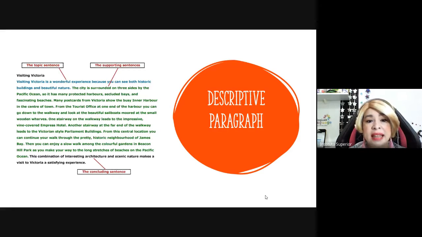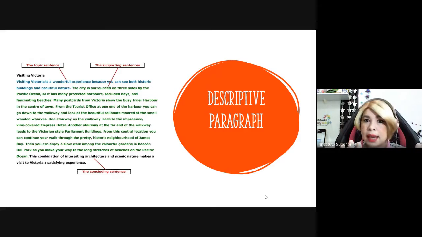Now let's look at the last sentence, the concluding sentence. This combination of interesting architecture and scenic nature makes a visit to Victoria a satisfying experience. Remember that when we state the concluding sentence, it's like we restate what we said in the topic sentence or sum up what we did in the paragraph. This was just a short example for you to review the three parts of the paragraph: the topic sentence, the supporting sentences, and the concluding sentence.